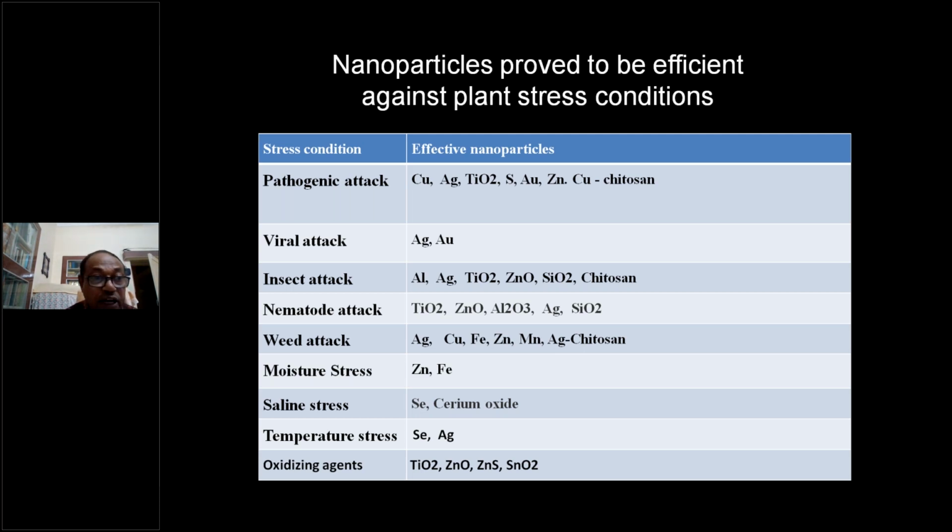Viral attack: silver and gold nanoparticles are very effective. Insect attack: aluminum, silver, titanium dioxide, zinc oxide, silicon dioxide nanoparticles. Nematode attack: titanium dioxide, zinc oxide, aluminum. Weed attack: silver and copper nanoparticles. Moisture stress: zinc and iron nanoparticles. Saline stress: selenium and cerium oxide. Temperature stress: selenium and silver. And different nanoparticles can be used as oxidizing agents, such as titanium dioxide, zinc oxide, zinc sulfate, etc.